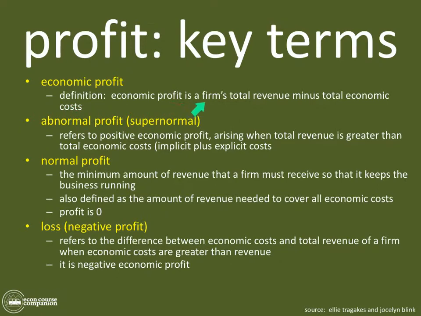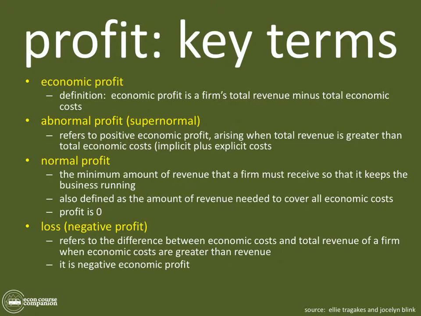Economic profit is a firm's total revenue minus its total costs. You know that. If you're going to make a pizza and it costs you $5 to make the pizza, and you have a revenue of $8, you made $3 profit, okay?